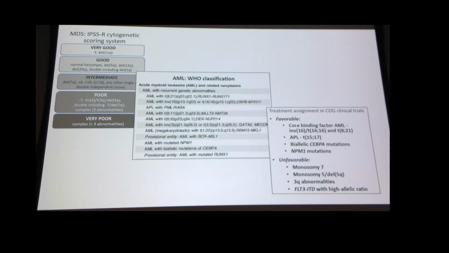So I just put here some of the markers that are used to decide whether a child is high risk or low risk, and how the Children's Oncology Group assigns children with acute myeloid leukemia to a high risk or low risk treatment arm. Now the strongest predictors of outcome among kids with AML, outside the setting of Down syndrome, are persistent disease after induction chemotherapy, and the presence or absence of some of these good prognostic markers, either in cytogenetics or molecular markers.